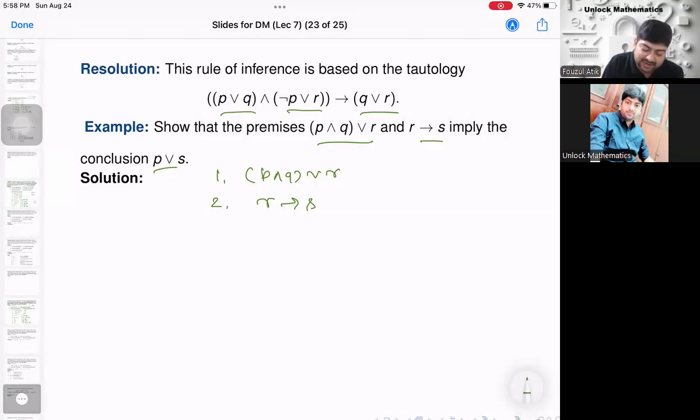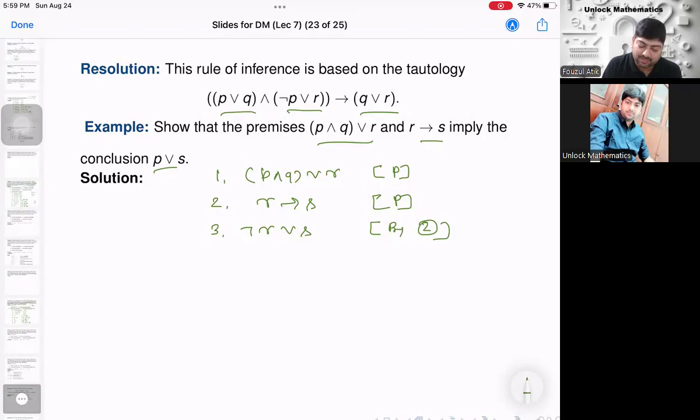So I know the implication law, right? These two are the premises. Let me quickly write. Now I know that the implication law says P implies Q is equivalent to not P or Q. If we apply that to 2, I'll get not R or S. How do I get it? By the implication law on 2. So R implies S is equivalent to not R or S.